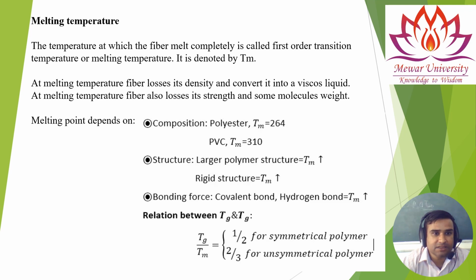Melting point depends upon composition. For polyester the melting temperature is 264 degrees centigrade, and for PVC it is 310. Regarding structure, the larger the polymer structure, the larger the Tm, and the more rigid the structure, the larger the Tm. For bonding force, with covalent bonds and hydrogen bonds, the melting temperature is higher. The relationship between Tg and Tm is Tg/Tm equals 1/2 or 2/3: 1/2 for symmetrical polymers and 2/3 for unsymmetrical polymers.